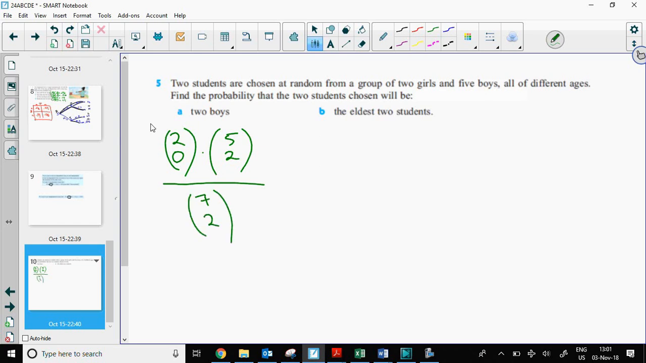So evaluating each of these binomial coefficients, 2 choose 0 is 1, 5 choose 2 is 10, 7 choose 2 is 21. So final answer is 10 over 21.